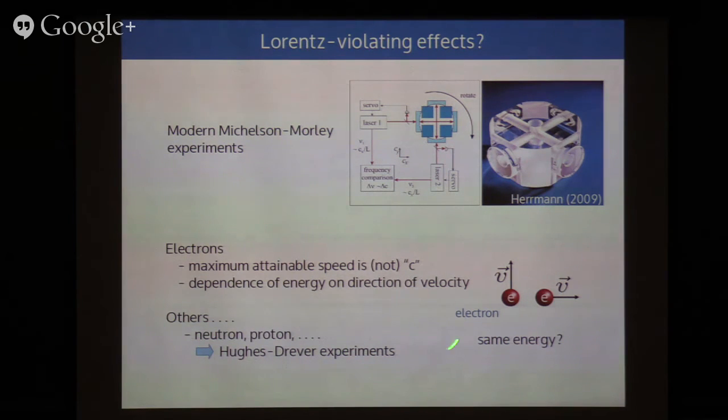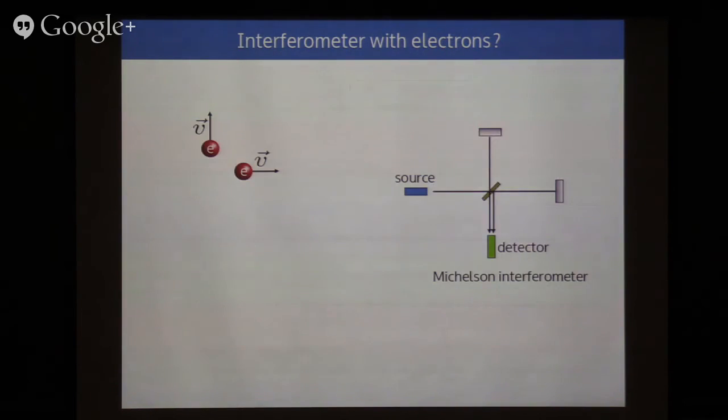Of course, I want to mention that also many other tests with neutrons and protons have been done. So how do you do such a Michelson-Morley experiment with electrons? This is really the idea in this experiment. I want to check, is this energy the same as this? So how does it happen for light? You look essentially for standing waves in a Michelson interferometer. So I have a standing wave here, and a standing wave here, and then I look for the phase difference over here.